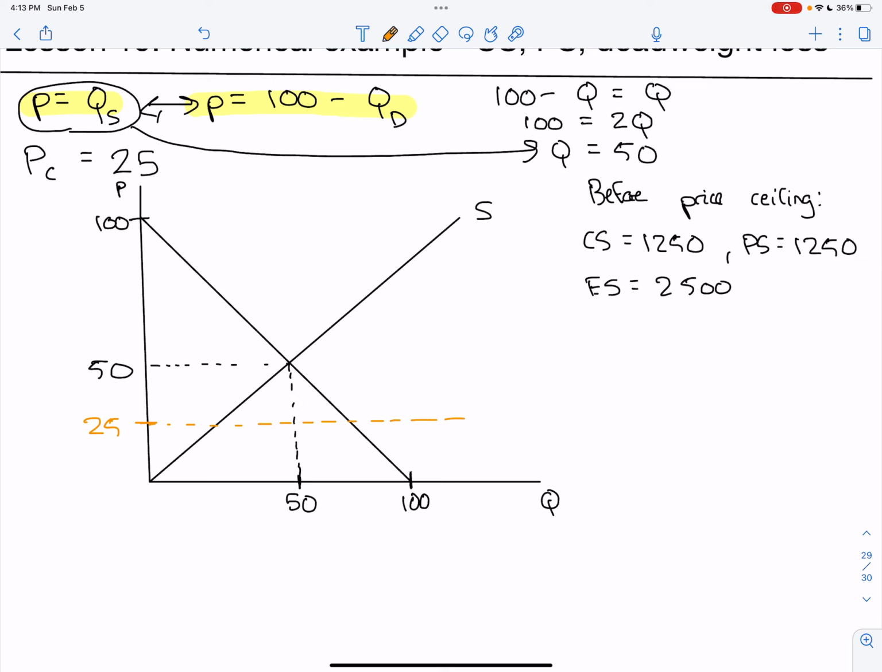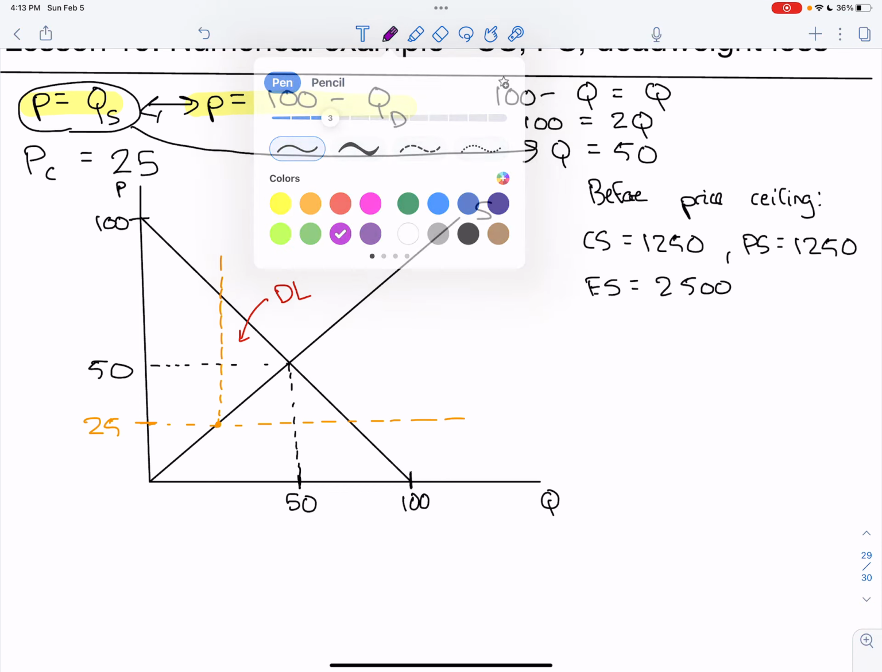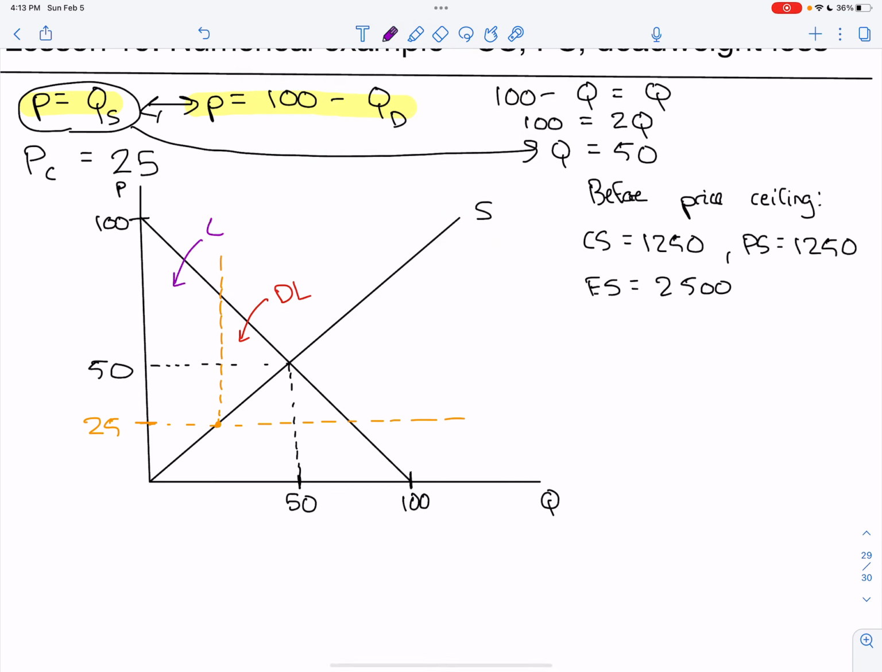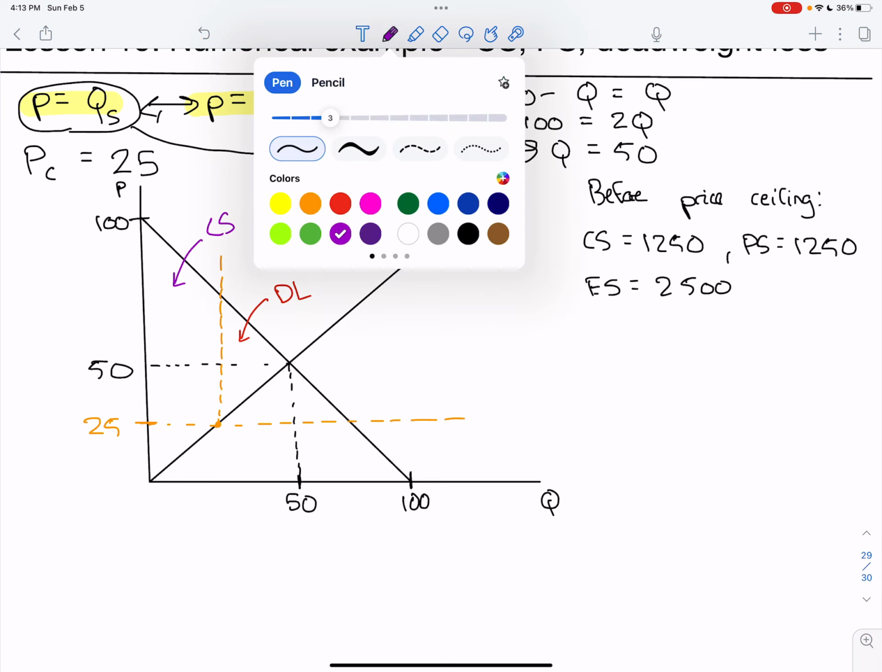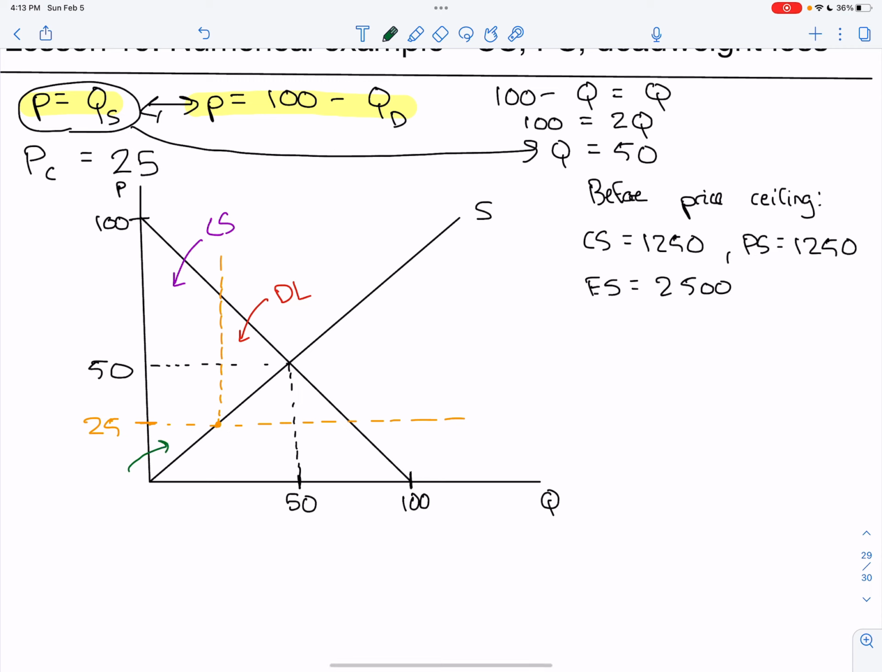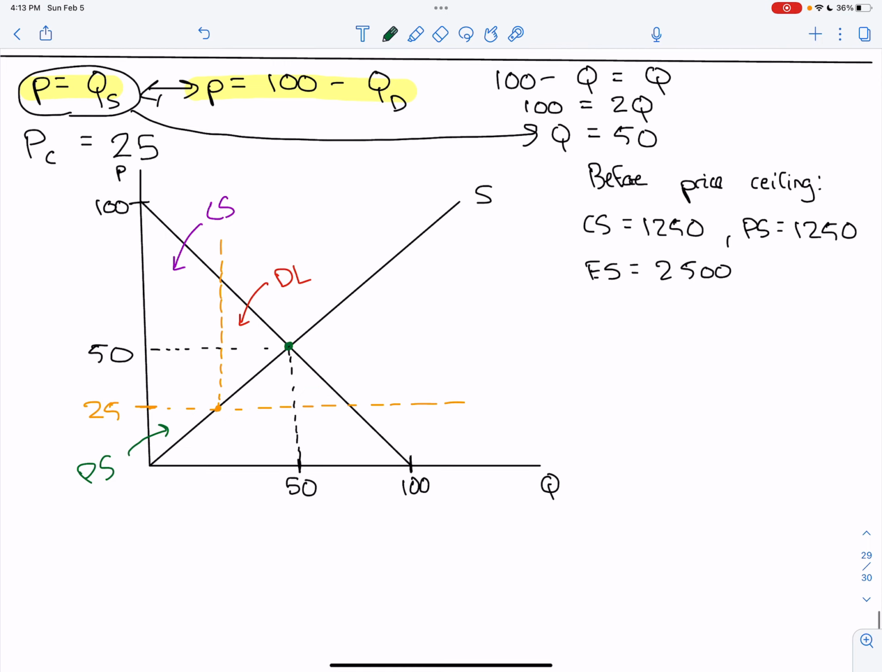Okay, so we know that this here is going to be our deadweight loss. Okay, that this trapezoid here is going to be our consumer surplus, and that this little triangle here will be our producer surplus. So we need to find a few points. We already have this point, okay? So we need to now find this point and this point. And that's basically all we need, because we already have this point and we already have that point.